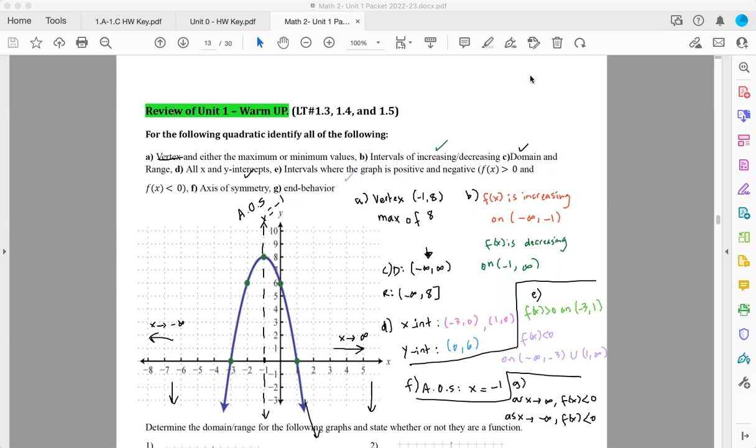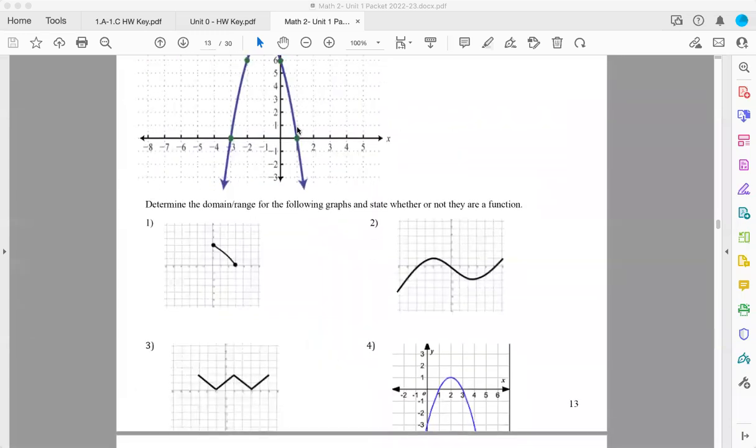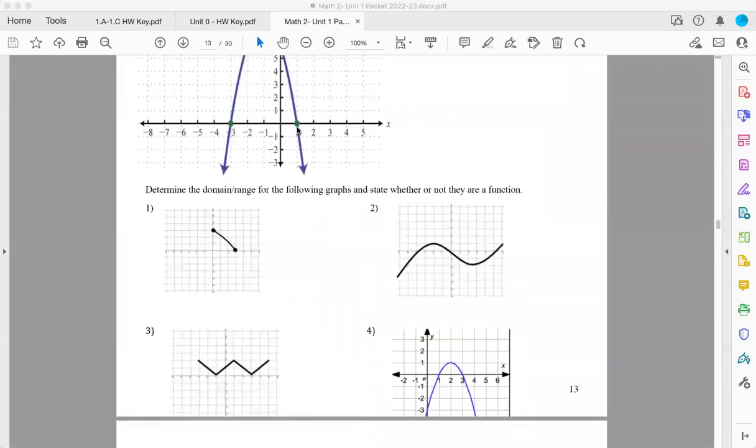The second part of this warm-up is, let's go down here, quickly 4 more questions. Determine the domain and range. So for number 1, where is the domain and what is the range? The domain is the starting x value. So think about it, you're mapping onto the x-axis. If you're taking this endpoint and mapping it onto the x-axis, and this point mapping onto the x-axis, you start from here and you end here.